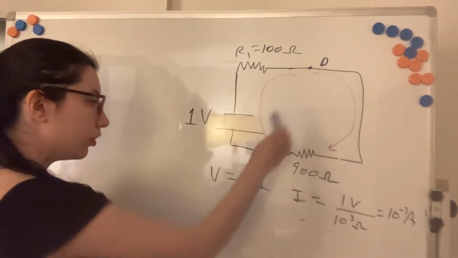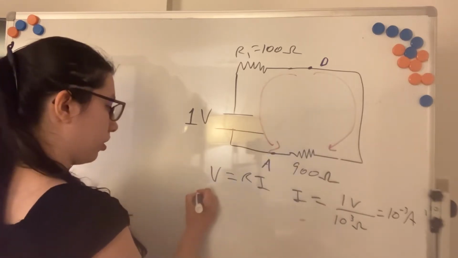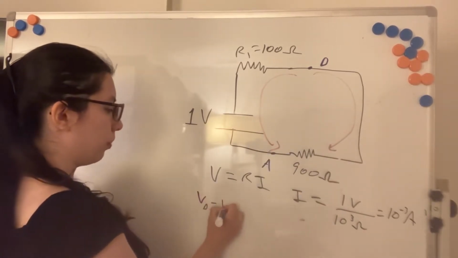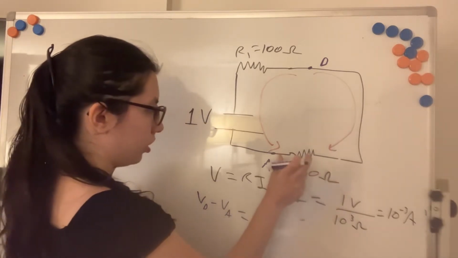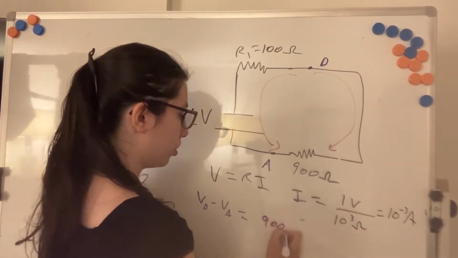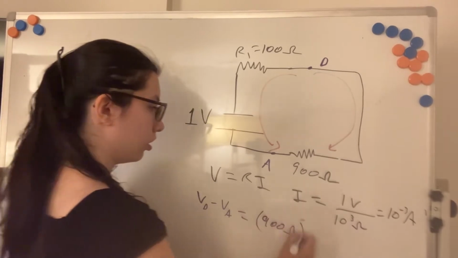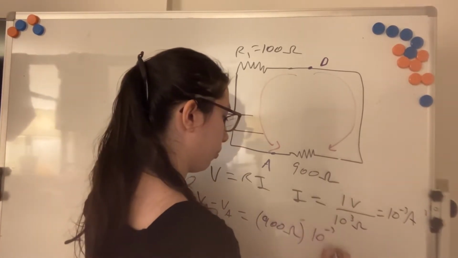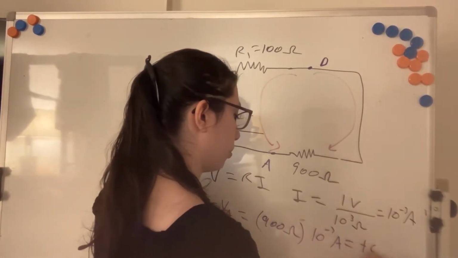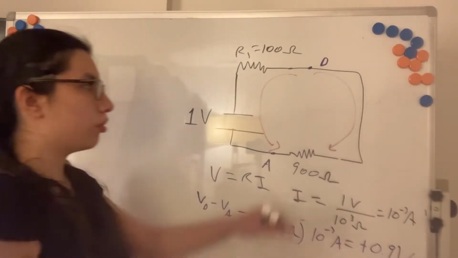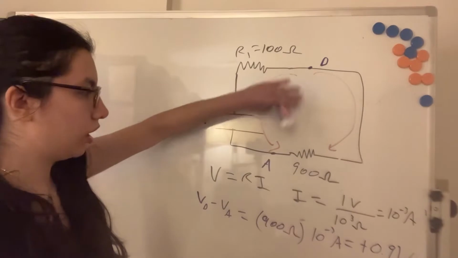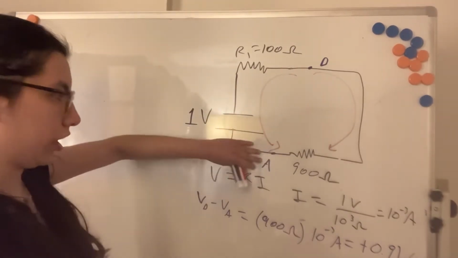So from this case, we have VD minus VA is equal to 900 ohms times the current, that is 10 to the negative 3 amperes. So we have positive 0.9 volts of difference between D and point A.